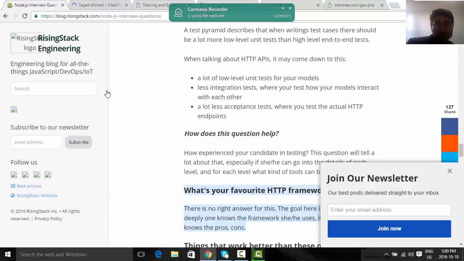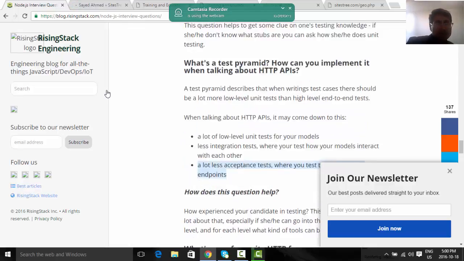Test pyramid. Okay, more low level unit tests and then high level end-to-end tests. Yeah, a lot of low level unit tests, yeah, for sure. It will be a lot. Integration test, less than that. Models interact. Yeah, the acceptance test. HTTP endpoints. Yeah, makes sense.